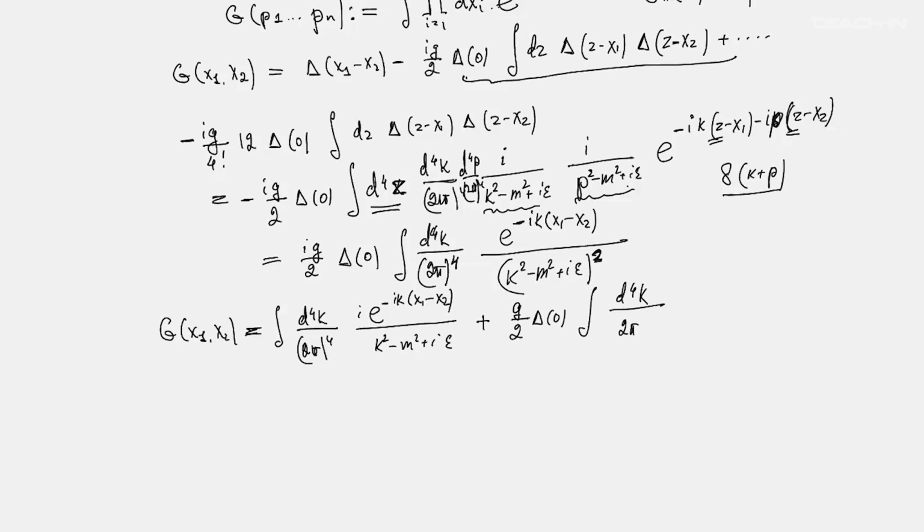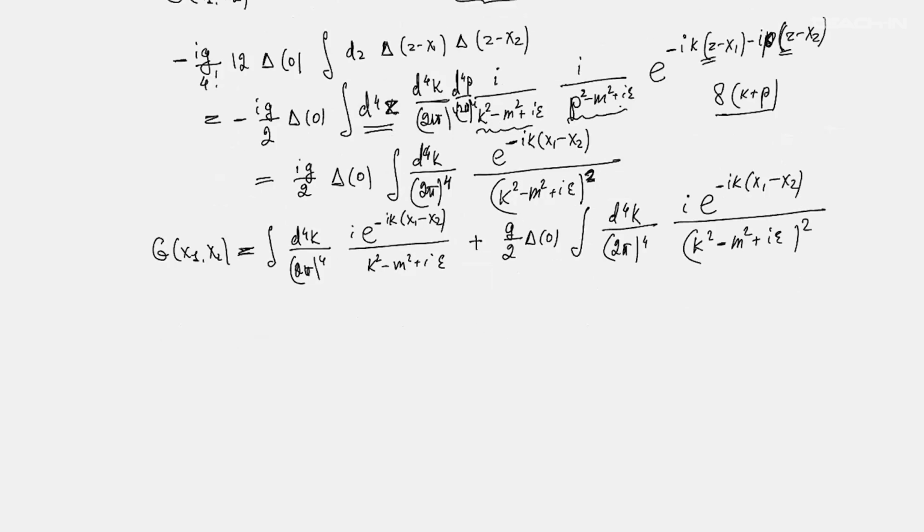Which gives me the same exponent here, divided by k squared minus m squared plus i epsilon squared. So this is an expression which you will see at order g. And now you can take the Fourier transform of this expression.